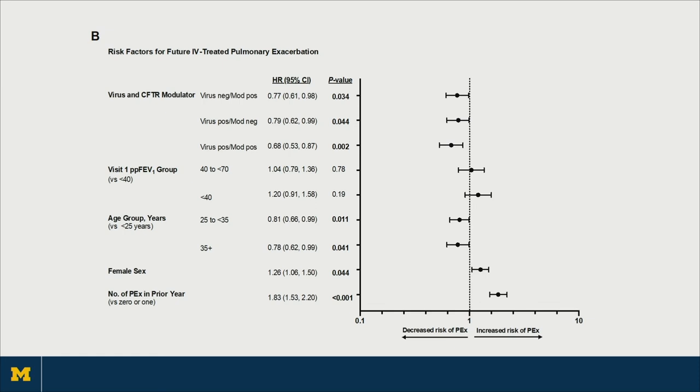So if you take a look here at the top, I've broken it up into different populations of virus negative, modulator positive; virus positive, modulator negative; and virus positive, modulator positive, all in reference to the reference group for viral negativity and modulator negativity. What you can see here is that clearly in those that are virus negative but modulator positive, there was improvement, which makes sense because we know modulators attenuate risk of future pulmonary exacerbation. But interestingly, even those that were not on modulator but were positive for virus still showed that protective benefit. And of course, the group that did the best of all were those that had both.